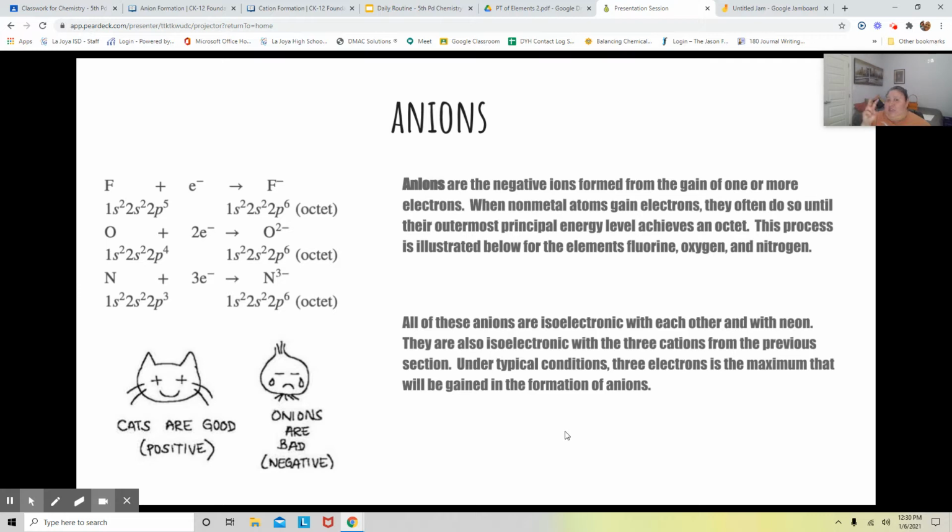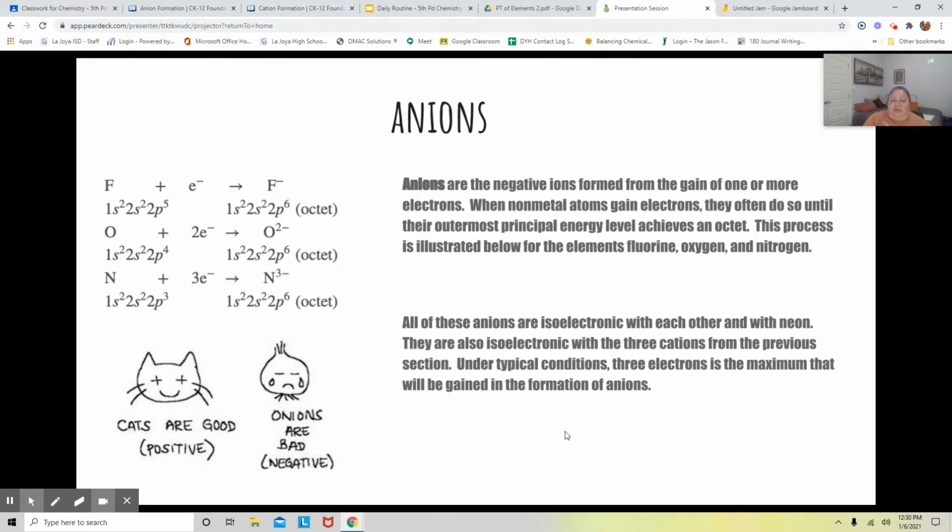Okay? Energy-wise, I'm talking about, right? It takes less energy to gain 3 or less electrons than it is to get rid of those electrons, or to release them or lose them, whatever you want to call it. This process is illustrated below for the elements fluorine, oxygen, and nitrogen.